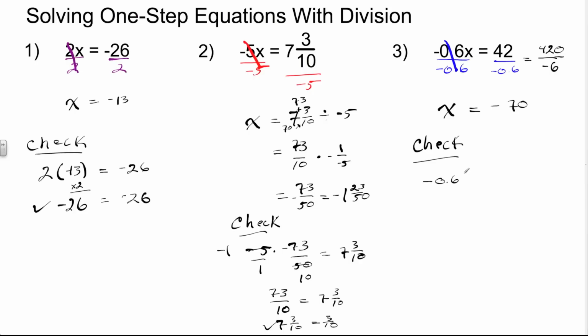Negative 0.6 times negative 70, and that needs to be equal to a positive 42. When we do this multiplication, negative 0.6 times negative 70, 6 times 0 is 0, 6 times 7 is 42. Since 6/10 has one decimal place, our decimal starts at the right at 420, moves to the left one time, giving me 42 is equal to 42. So the work does check out.